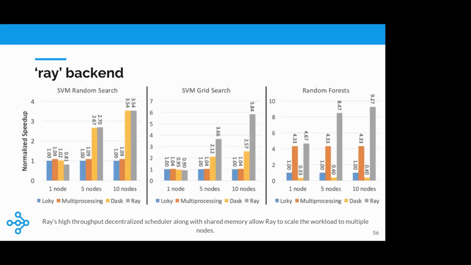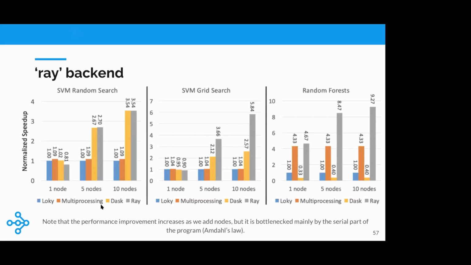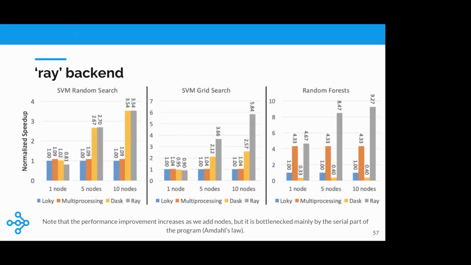Sure. So this slide you're showing right now, I had one question. If I compare, say, Ray and Dask, I understand Dask is another distributed programming framework. If I look at the SVM random search, it seems like they're pretty similar in performance. But if I look at the vector machine grid search, then suddenly Ray does a lot better, and same thing with the parallel training. Do you know why that's the case?